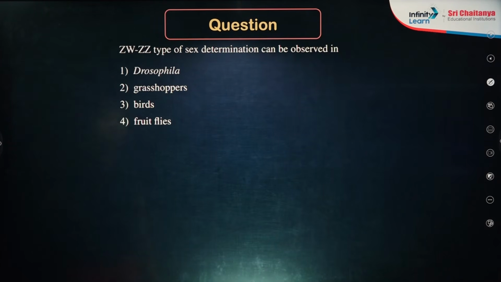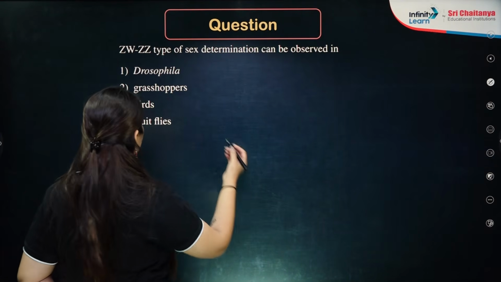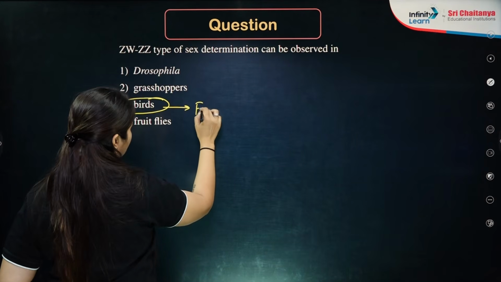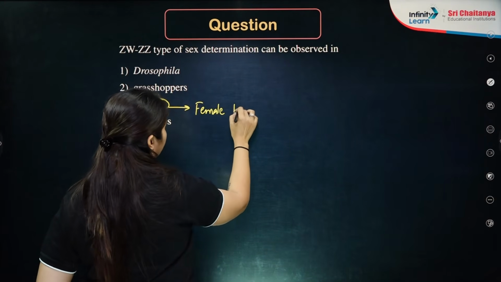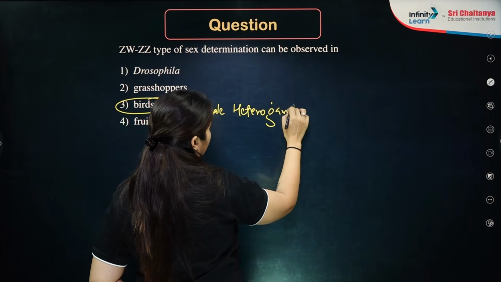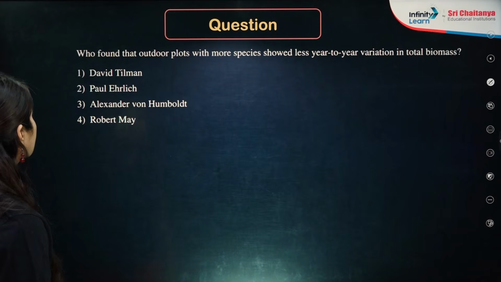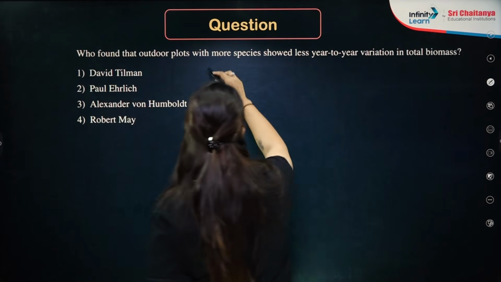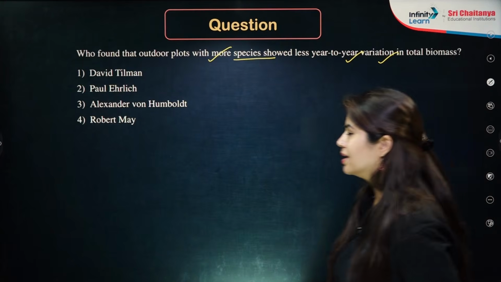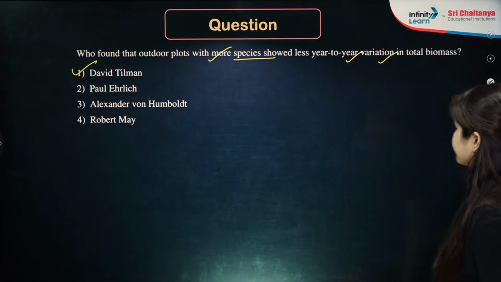Okay, then we have ZW, ZZ type of determination can be observed in, this will be in the case of birds, because birds are going to show us what? Female heterogamety. Answer is option number 3, which is birds. Next question is, who found that outdoor plots with more species showed less year-to-year variation in total biomass? It was David Tilman. Answer is option number 1.